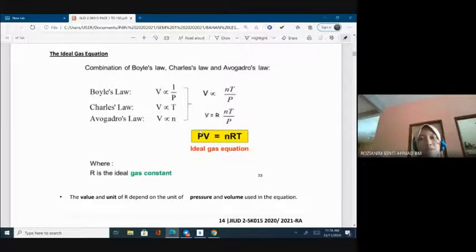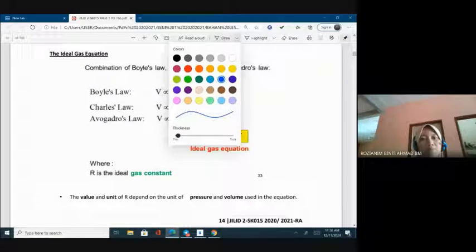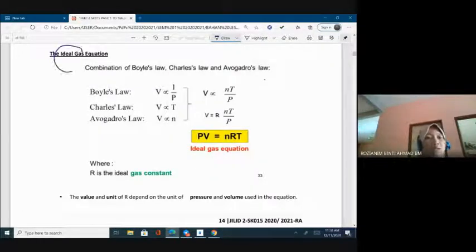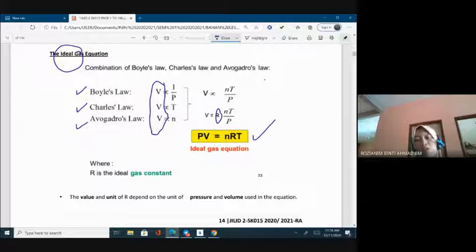Okay, so in this lesson we are focused on the ideal gas equation. In the ideal gas equation, we combine the three theories, Boyle, Charles, and Avogadro, and we substitute them together because we have a similar variable, the volume. When we rearrange and finalize, we get one constant, R. This is why the final equation we use is PV equals nRT. R is the ideal gas constant.